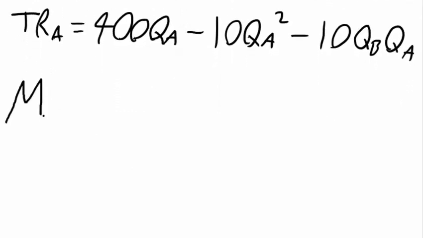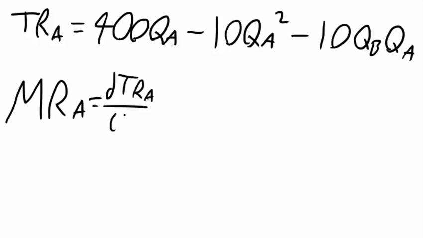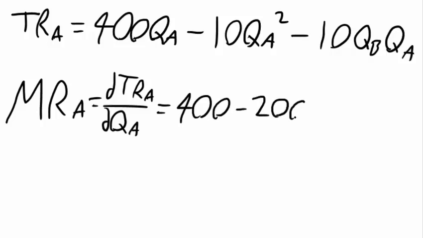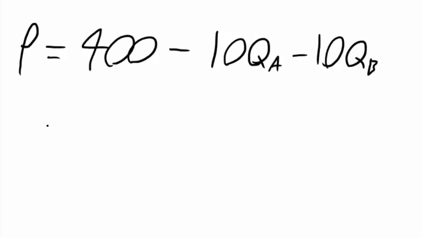And then we would want to find the marginal revenue of A, which is the derivative of the total revenue of A with respect to QA. And so we get, for the derivative, 400 minus 20 QA minus 10 QB. And so we have found the marginal revenue of A. So now we want to find the marginal revenue of B.